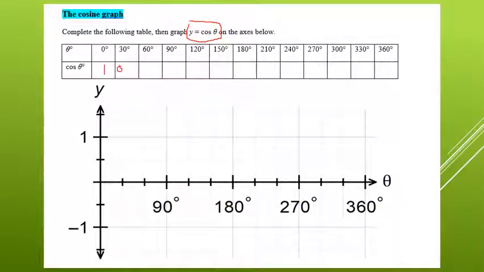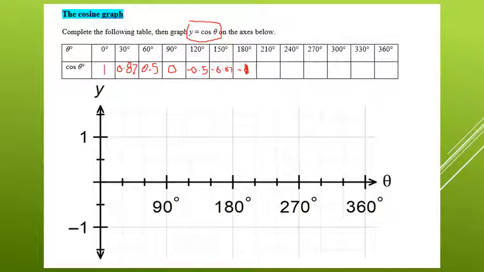Cosine of 30 degrees is 0.87. 60 degrees it's 0.5. Similar numbers to the sine graph here. Cos of 90 degrees, the x value at 90 degrees, is 0. 120 degrees is negative 0.5. We're going into that second quadrant where cos is negative. At 150 degrees it's negative 0.87. At 180 we're back to 0. Then we're at negative 1.